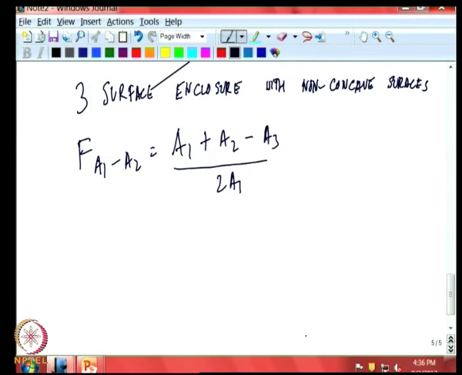So, the configuration factor between two finite areas A1 and A2, if they are part of an enclosure containing 3 surfaces and all surfaces are non-concave, is the sum of the areas of the 2 surfaces involved in the interaction minus the area of the third surface, divided by twice A1. Similarly, you can write the other two, F A1 A3 is A1 plus A3 minus A2 by 2A1, and this is a very powerful result, because you have avoided all integration.